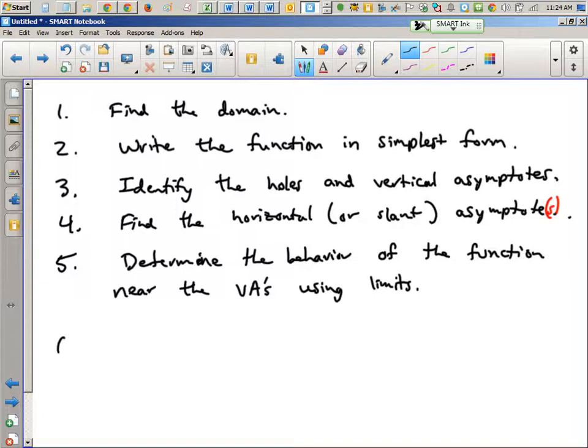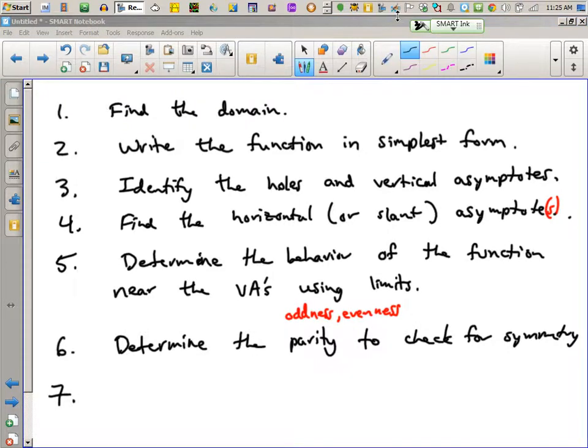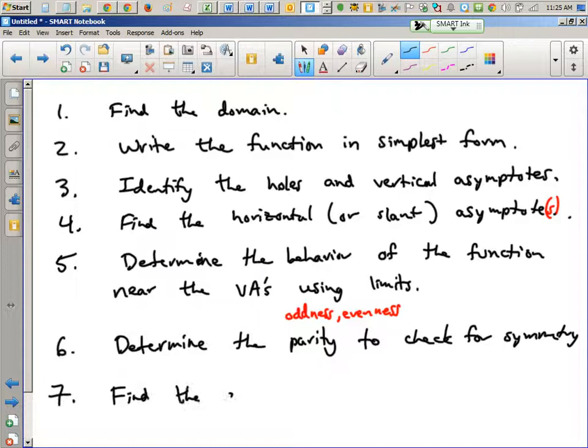Okay, so we would write determine the parity. That just means oddness or evenness, okay? Oddness, evenness of the function to check for symmetry. Step 7, find the intercepts. So that's an easy thing. You just let x be 0 to find y, let y be 0 to find x.